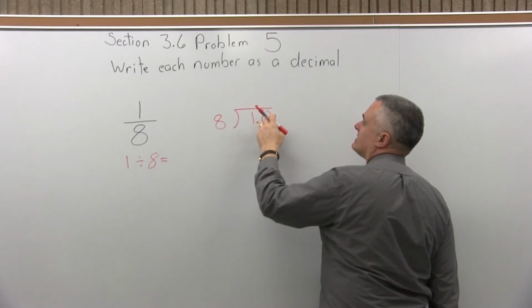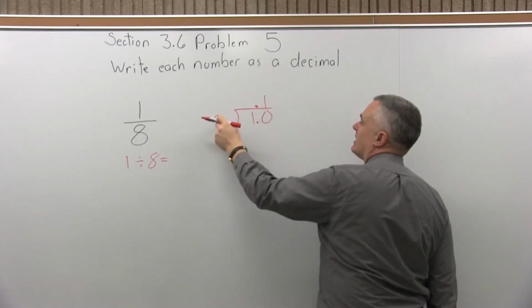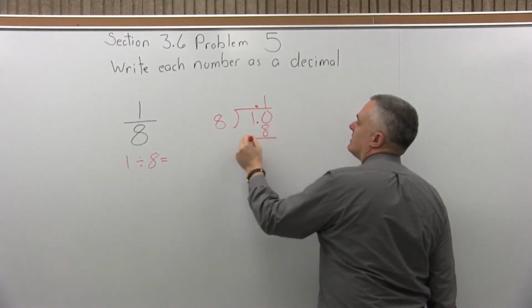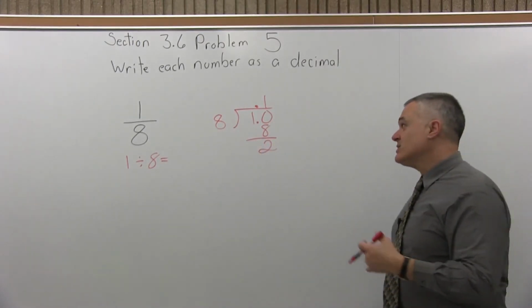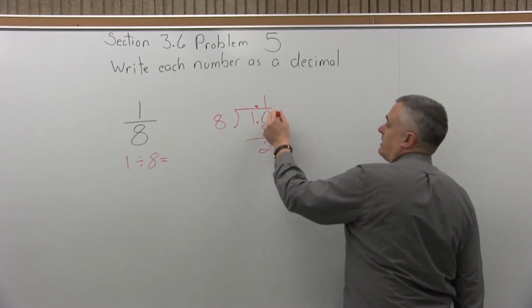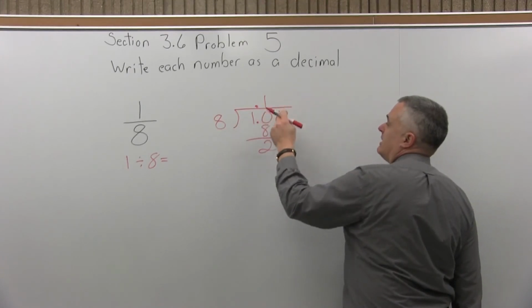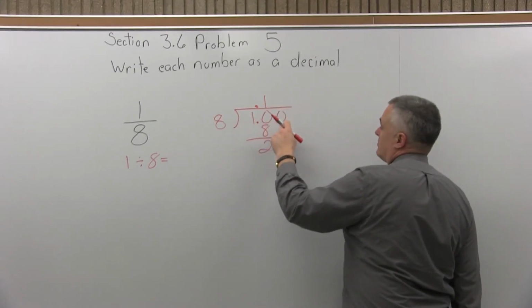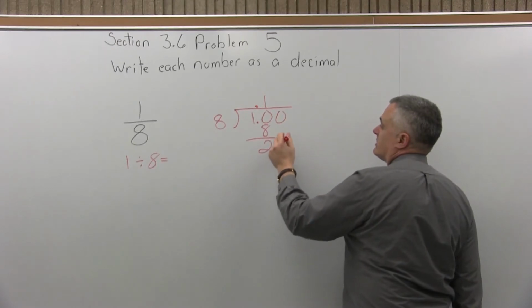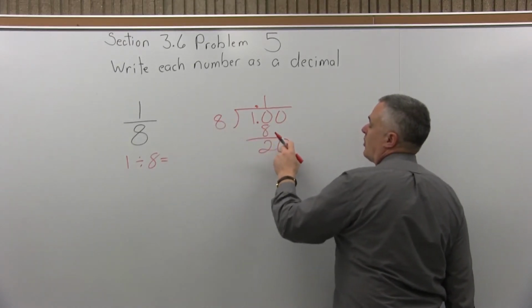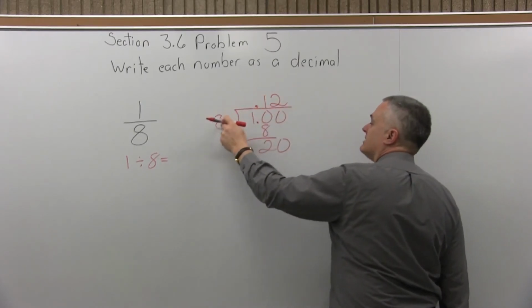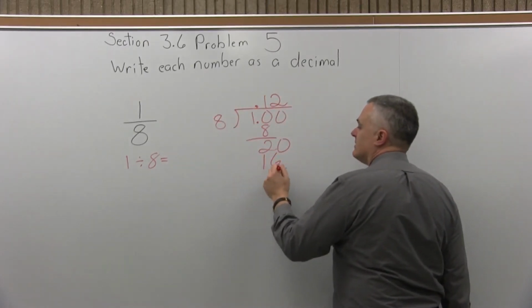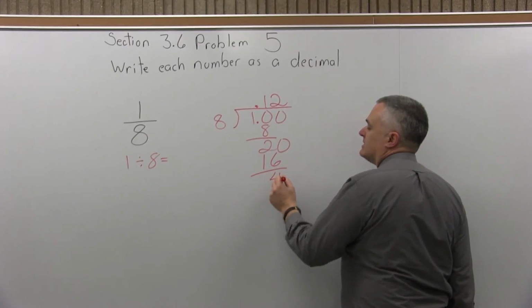So now 8 divides into 10. It goes in once. 1 times 8 is 8. 10 minus 8 is 2. Now, it didn't fit in evenly yet, so I can really just fill in another 0. 1.00, bring that next 0 down, and now we're going to divide 8 divided into 20. Well, 8 divided into 20 will go twice. 2 times 8 is 16, and now 20 minus 16 is 4.